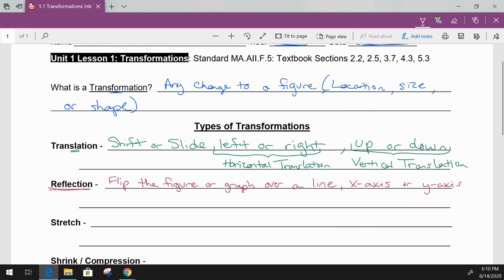Now, one thing I forgot to mention with the translation and also with reflection is that when you do a translation or when you do a reflection, this does not change the shape or the size of the figure. So going back to the translations, again, I would write that in. There's no change to the shape or size.